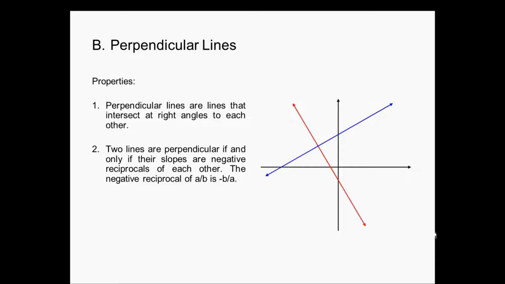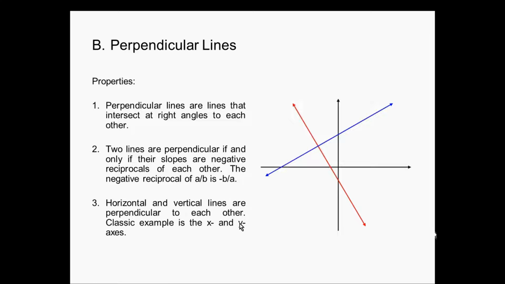Two lines are perpendicular if and only if their slopes are negative reciprocals of each other. So the negative reciprocal of a over b is negative b over a. This property is sometimes stated that they're perpendicular if and only if the product of their slopes is equal to negative 1. So if you multiply the two slopes and get negative 1, that's perpendicular. Another way of looking at it is if you can go from one to the other by flipping it over and changing its sign, that's perpendicular.